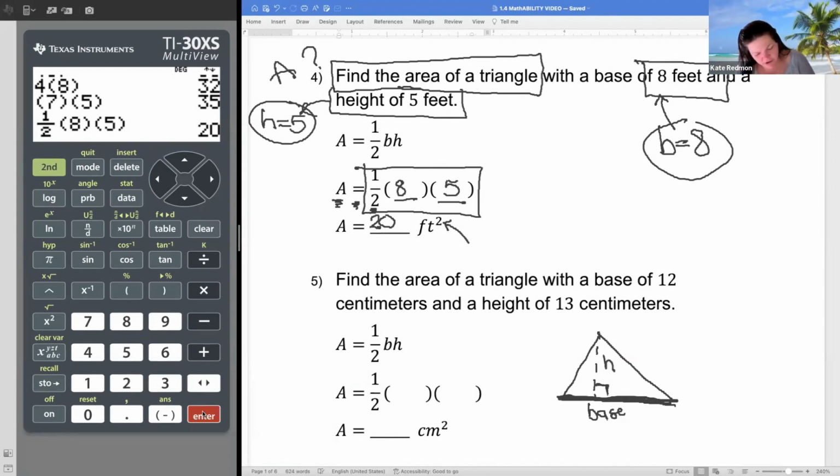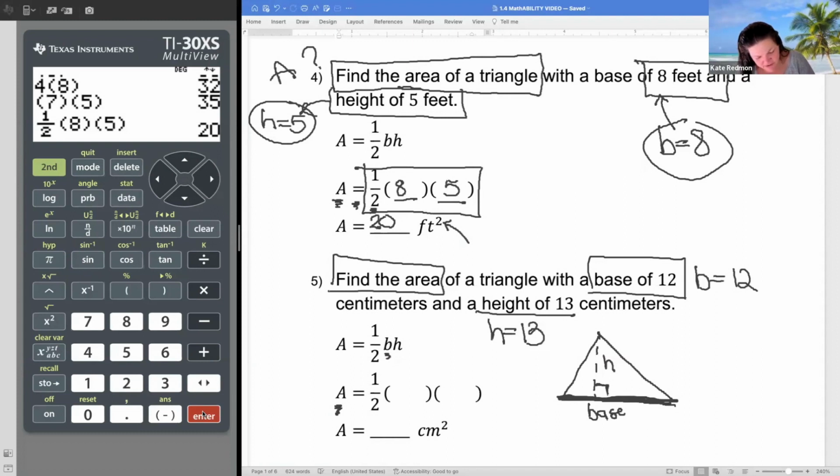So according to this problem, we're finding the area, and we see that our A is remaining A, and we know the base is 12. And we know the height is 13. So let's plug in our known values. So instead of seeing B, we'll now see 12. And see how it's in parentheses? It's shoved up against 1/2, so it's multiplying. And we know our H is 13.